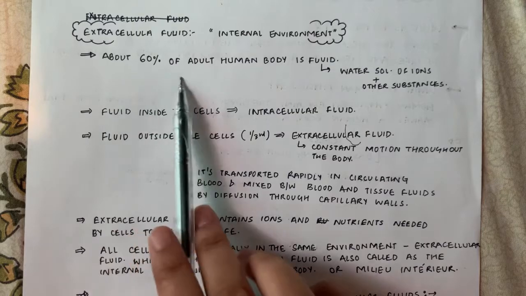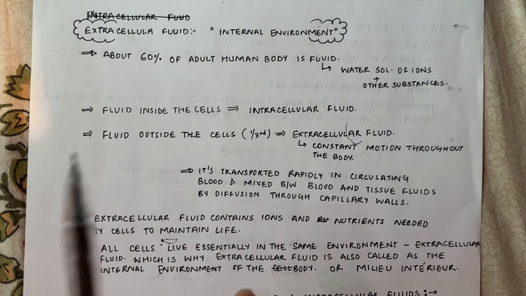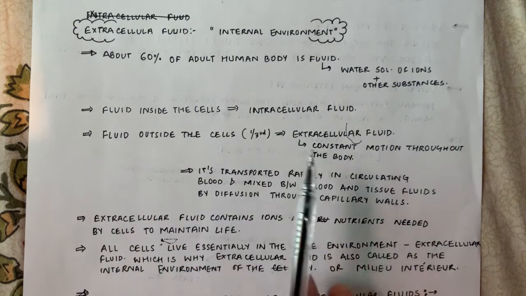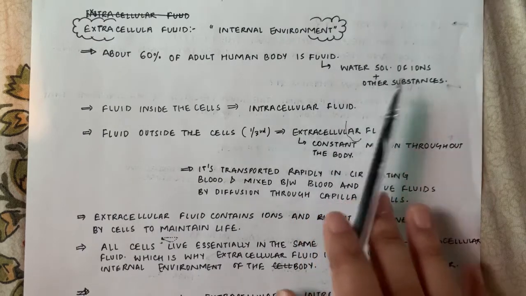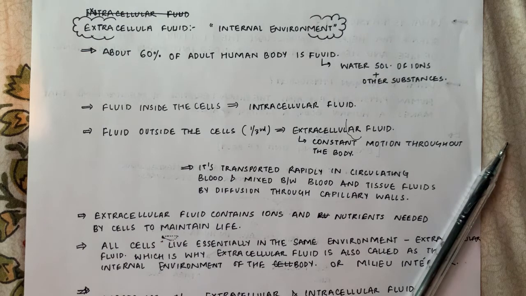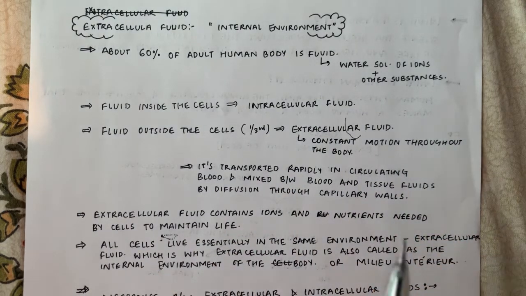About 60% of the adult human body is fluid. Of course we all know, now that we are in medicine, that about 60% of the human body is made up of fluid, be it water, be it blood, anything. Basically fluid is a water solution of ions, like sodium, chlorine, potassium, many other ions, and other substances, many substances in the solution.